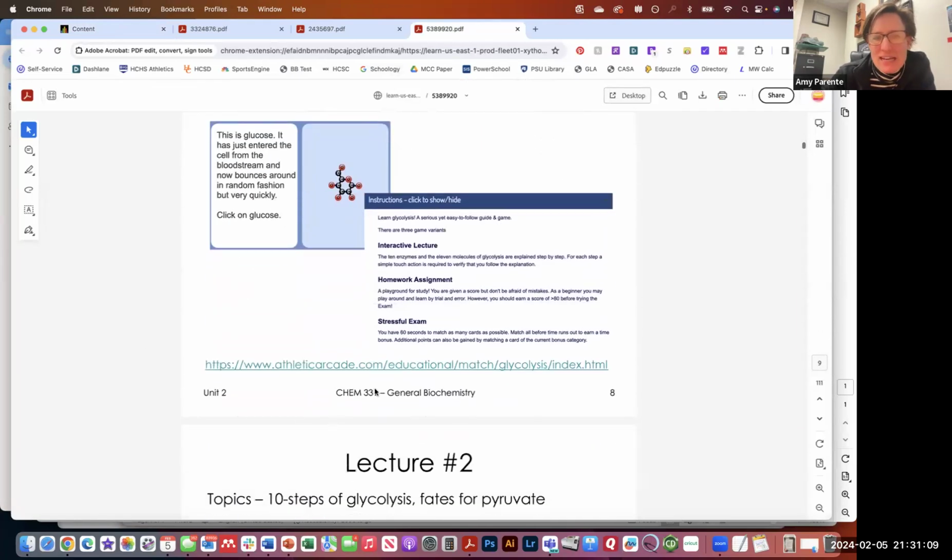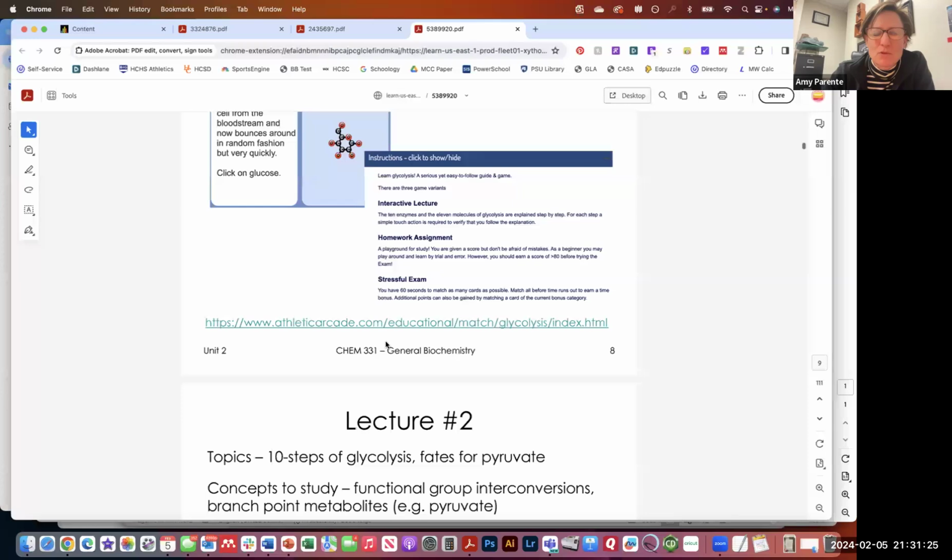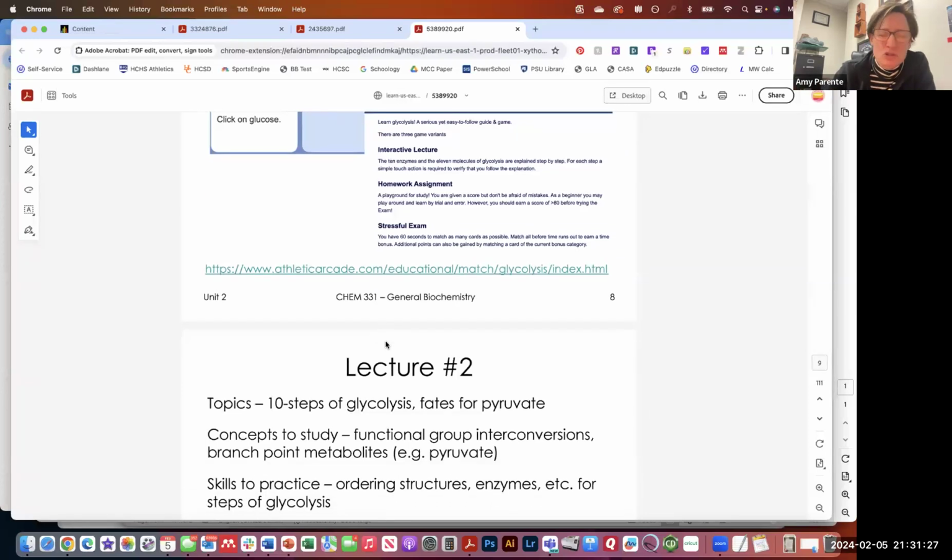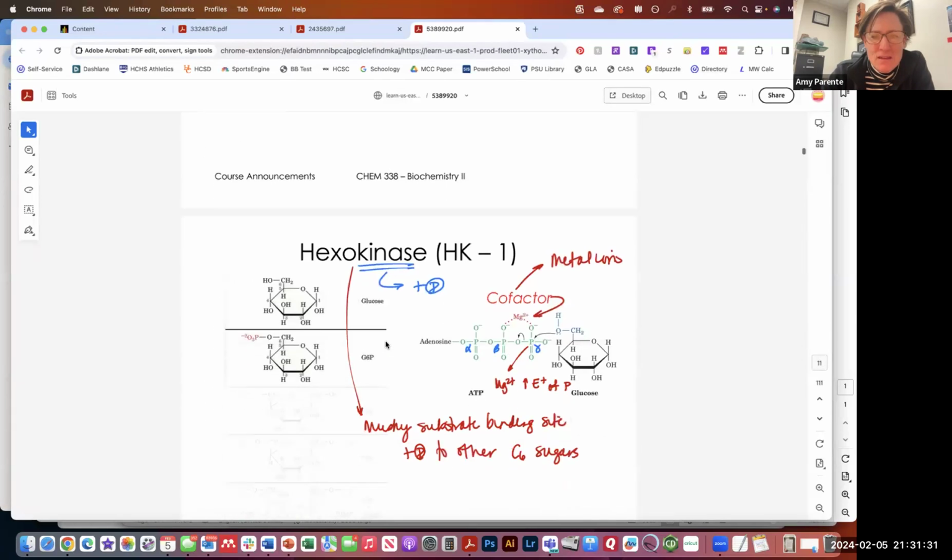I know some people have highlighted that they love this game to go and play. So if you haven't done that yet, you might find that useful as a way to quiz yourself. If anybody finds anything else, do let me know so that we can share it with your classmates, if there's something you find that's helpful to learn the story of glycolysis.